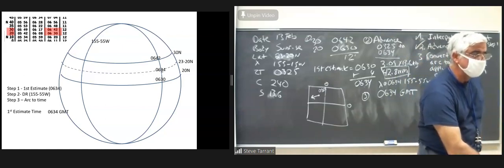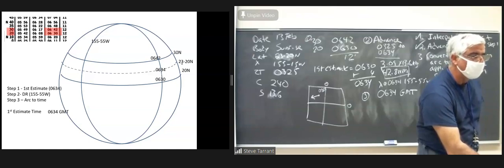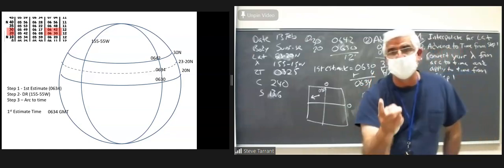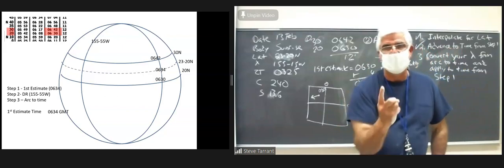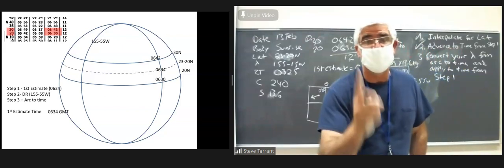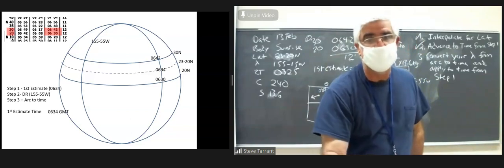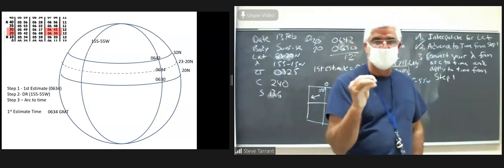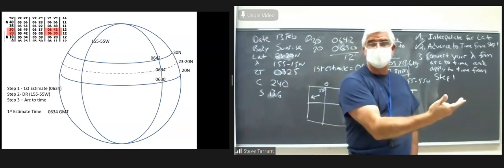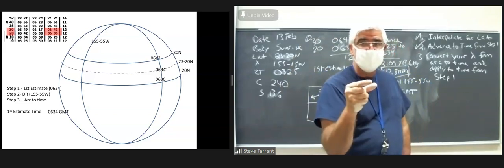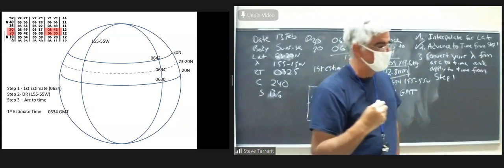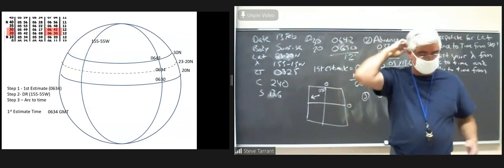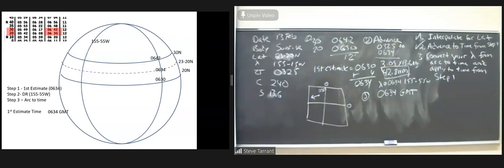That's my first estimate. It's 2320 by 000 west. And now what I'm going to do is apply all 155 degrees and 55 minutes as time. So I have to do arc to time for the complete longitude, 155 and the 55 minutes. How am I going to do that? I don't think I have a picture of this.